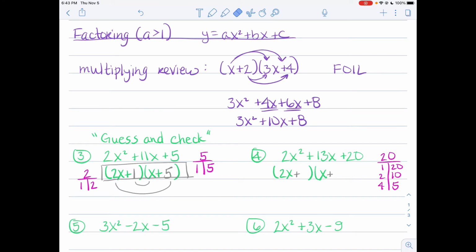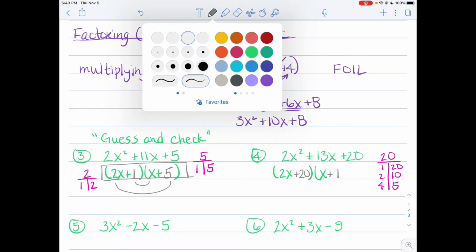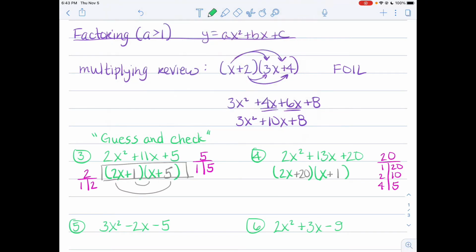What about if I switched them? What if I put a 20 here and a 1 here? Is that going to work? And now if I look at it, I have a 20x and a 2x, that's 22x. That's still too big. So I can say that 1 and 20 don't work. And I'm going to move to my next pair, 2 and 10.